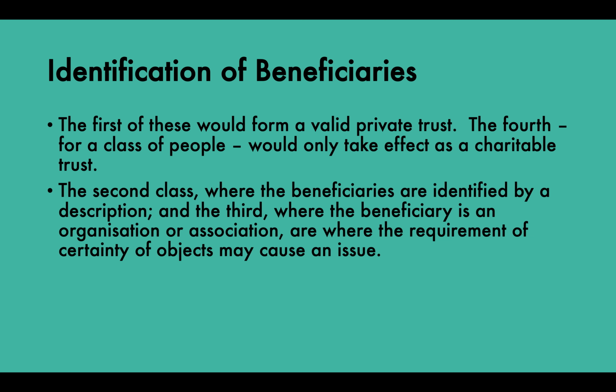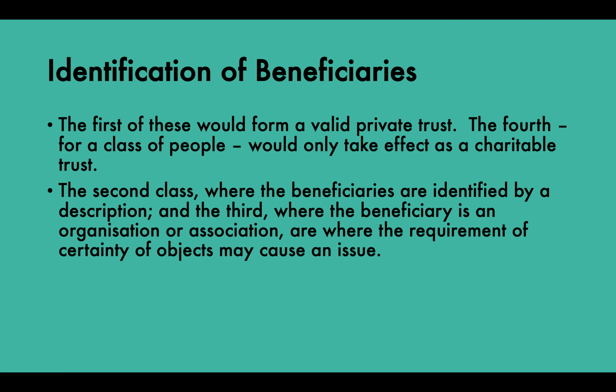So if the trust names individuals, that's our first identification of beneficiaries, then there is no issue. A valid private trust will take effect. If I say this trust is for my wife Jill, then that is a valid private trust that will take effect. The objects of this trust are very clear. The fourth one of this list, a general class of people like young people or residents of Oxford, would only take effect as a charitable trust for the benefit of the public or section thereof.